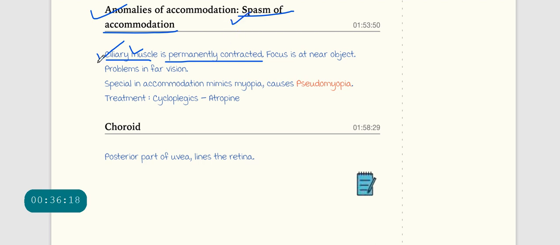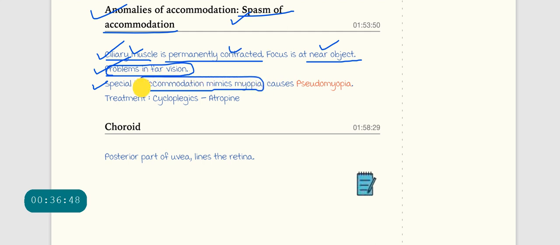Very simple. Now, some spasms of accommodation mimic myopia, and this is known as pseudomyopia. Very simple. Now what is the treatment of this spasm of accommodation? It is cycloplegia. The treatment is cycloplegia, and we use atropine as the drug of choice for spasm of accommodation.